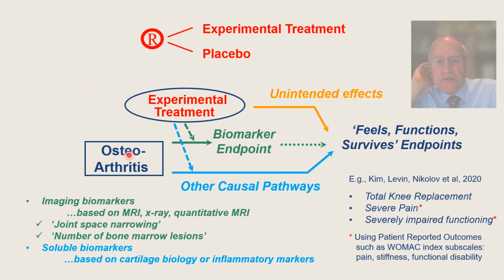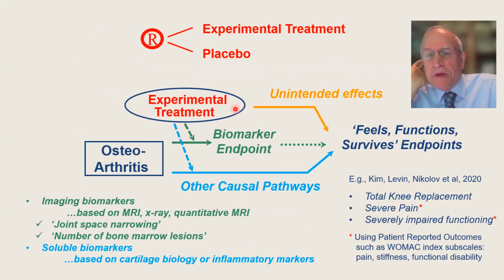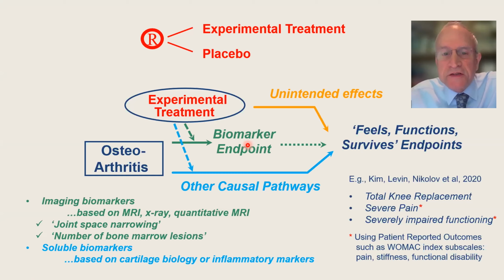So graphically, in osteoarthritis, we're looking at experimental therapies that can improve how people feel, function, and survive. And as Dr. Kim and others will talk about, this could be a composite endpoint: total knee replacement, severe pain for feels, or severely impaired functioning for functions. And so an experimental therapy may have an effect on feels, functions, survives, mediated through many mechanisms. Unintended effects and intended effects could be imaging biomarkers, joint space narrowing, or other intended effects, inflammatory markers.